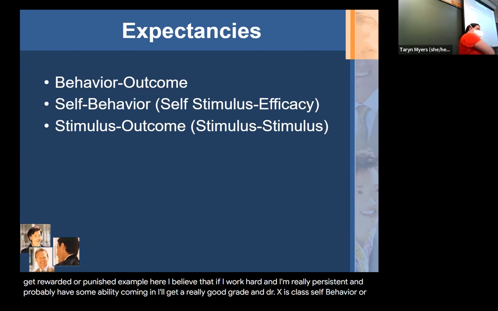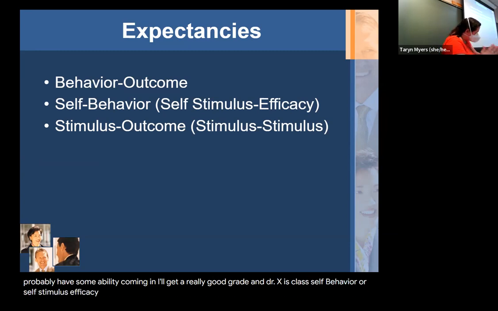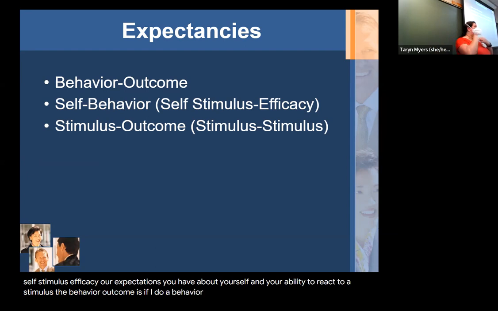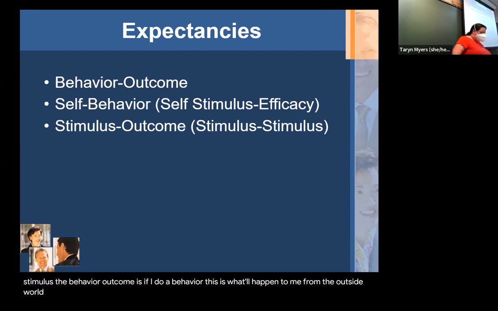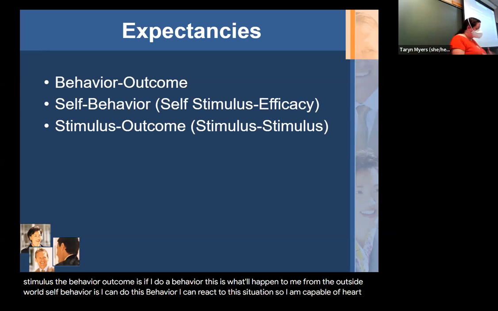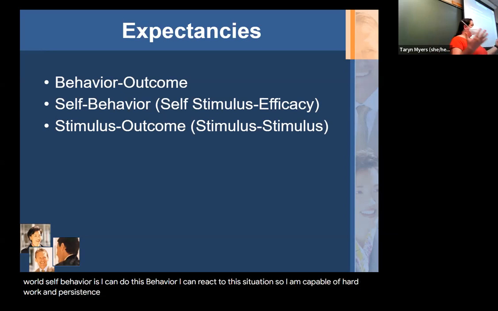Self-behavior or self-stimulus efficacy are expectations you have about yourself and your ability to react to a stimulus. So behavior outcome is, if I do a behavior, this is what will happen to me from the outside world. Self-behavior is, I can do this behavior. I can react to this situation. So I am capable of hard work and persistence, and I have some ability academically.